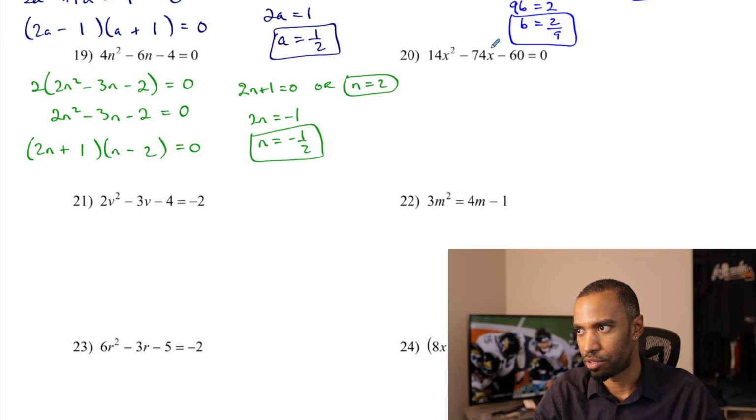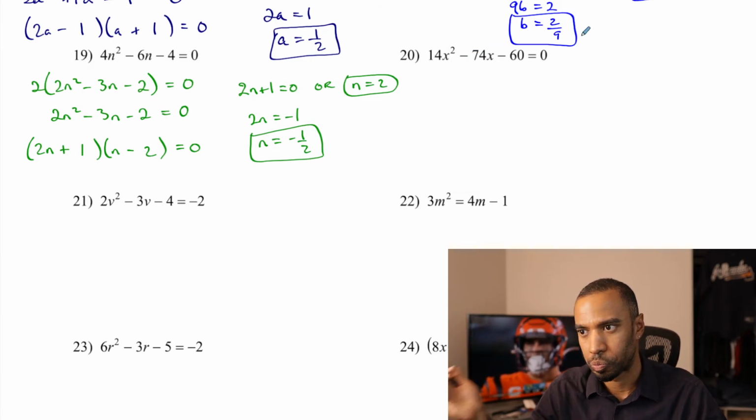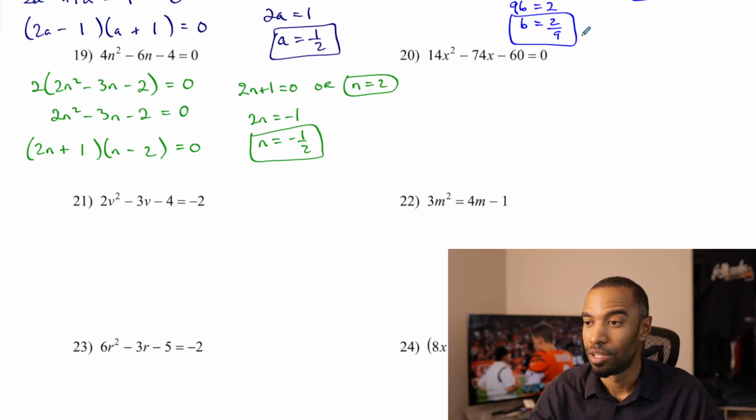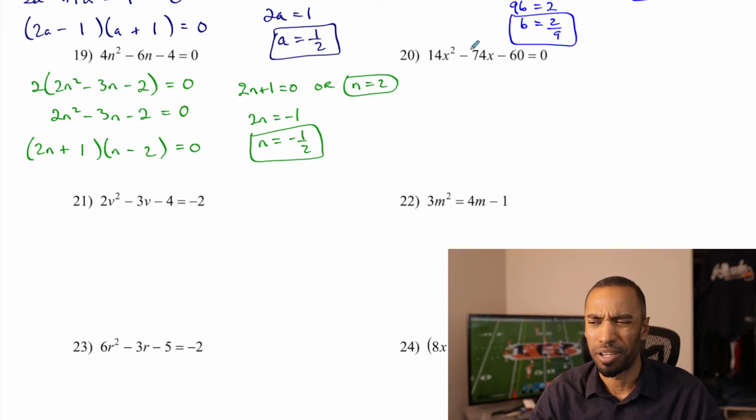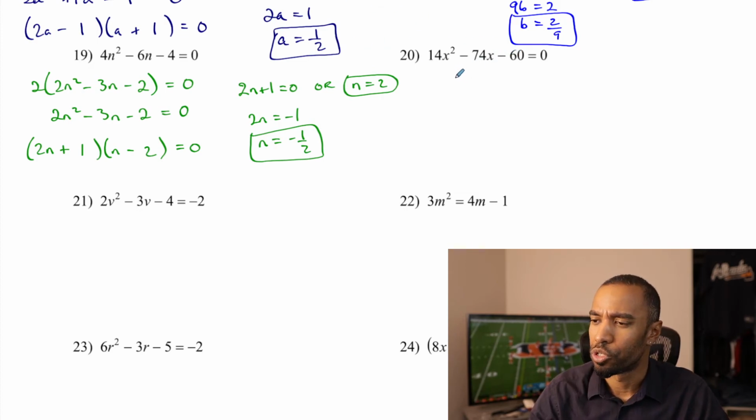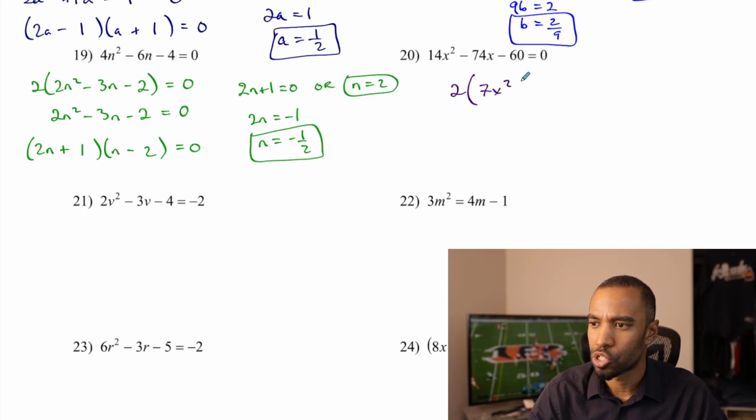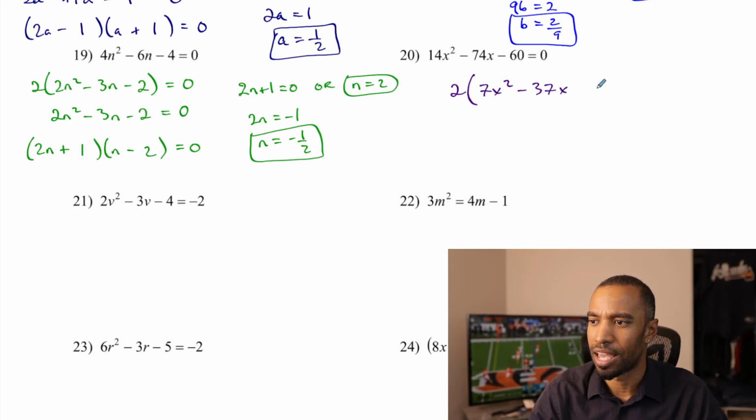74. I don't think you can divide that by 4. So common factor of 2 is my guess. You can't divide 14 by 4 either. What am I talking about? You can't divide it by 7, though. Okay, so common factor of 2. Let's factor the 2 out of there. And then we have 7x squared minus 37x minus 30 equals 0.